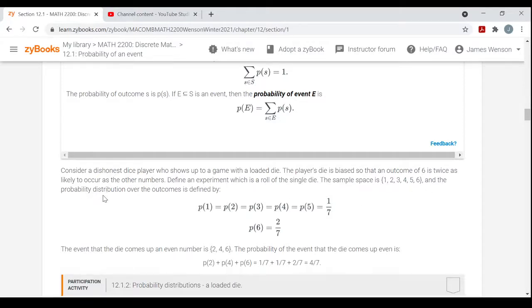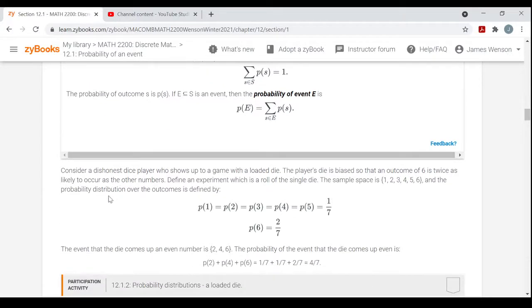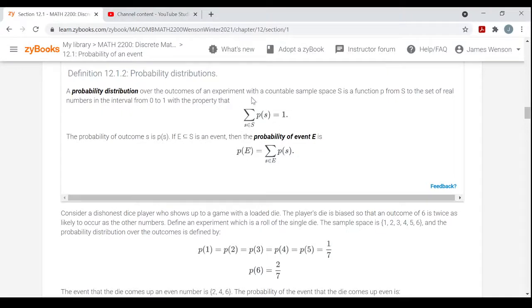And the probability distribution, again, is simply that you list off the probability that each event in the sample space occurs. The probability distribution over those outcomes is defined this way. So again, they said that the probability that you roll a 6 is twice as much as the others, and all of them have to add up to 1. That's what this said up here.